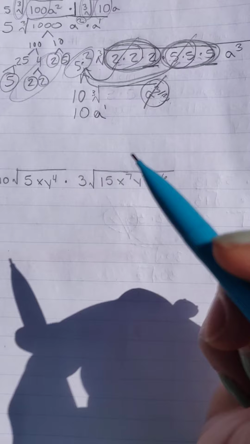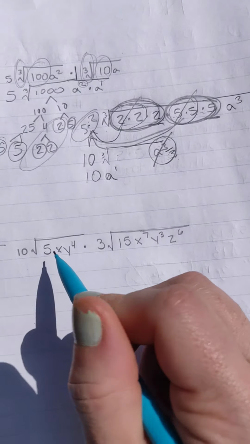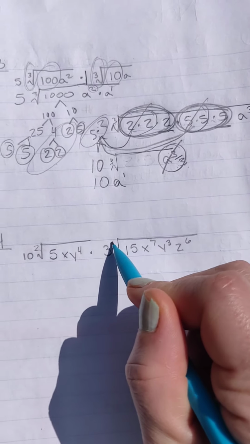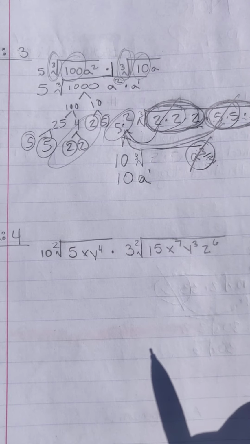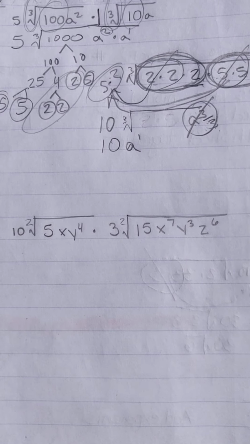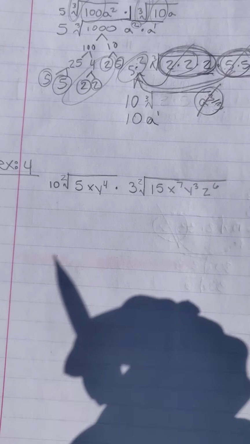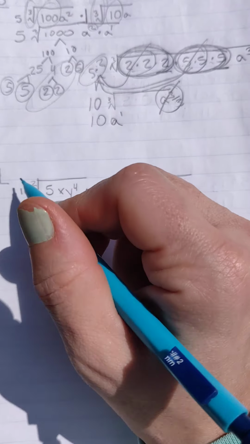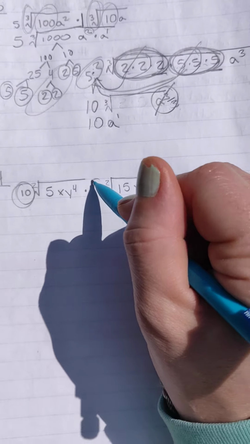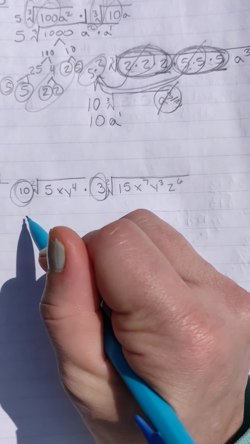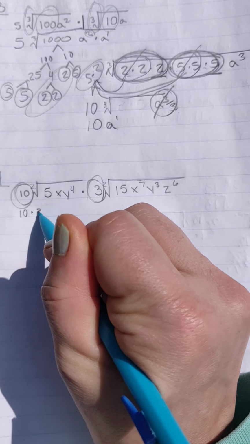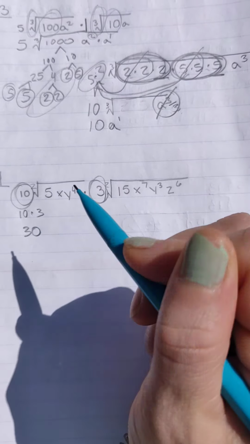Moving on to example number 4. I've got, this is the second root, this is the second root. Let's see, can we see this? Yeah, we can see this whole problem. Okay. So this is example 4. I've got 10 times 3. 10 times 3 gives us 30.